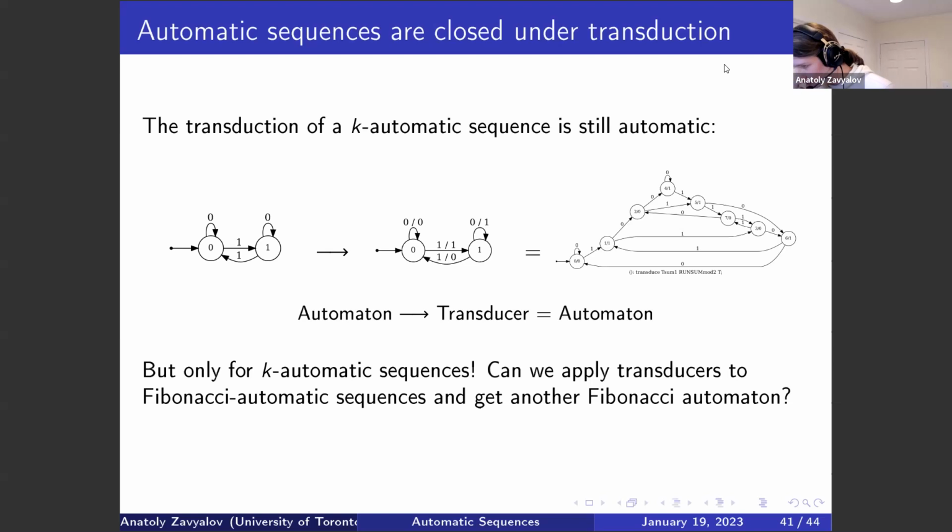If you have a k-automatic sequence and you apply a transducer to it, it turns out that the sequence you get is still automatic. So there's still an automaton that recognizes and computes that new sequence.